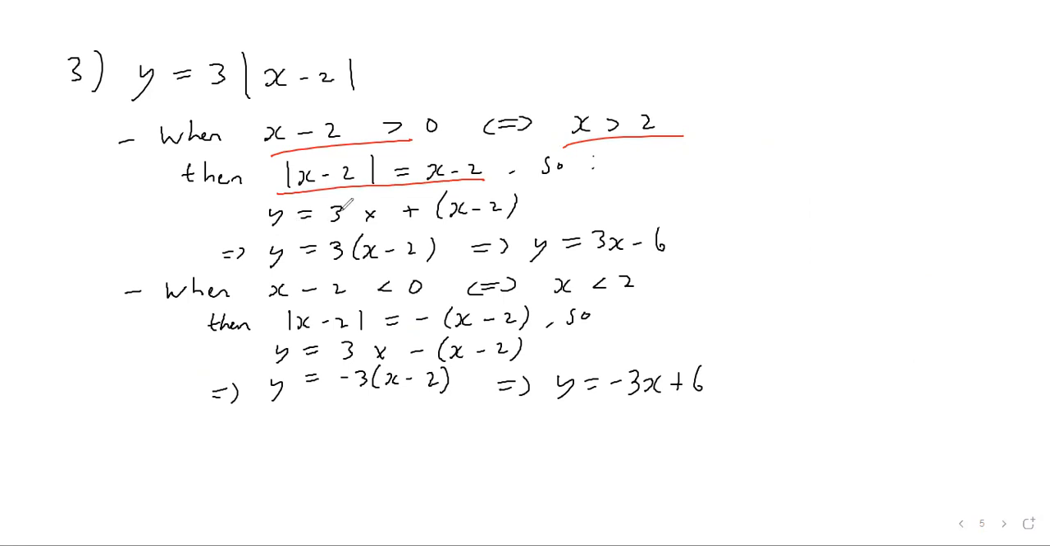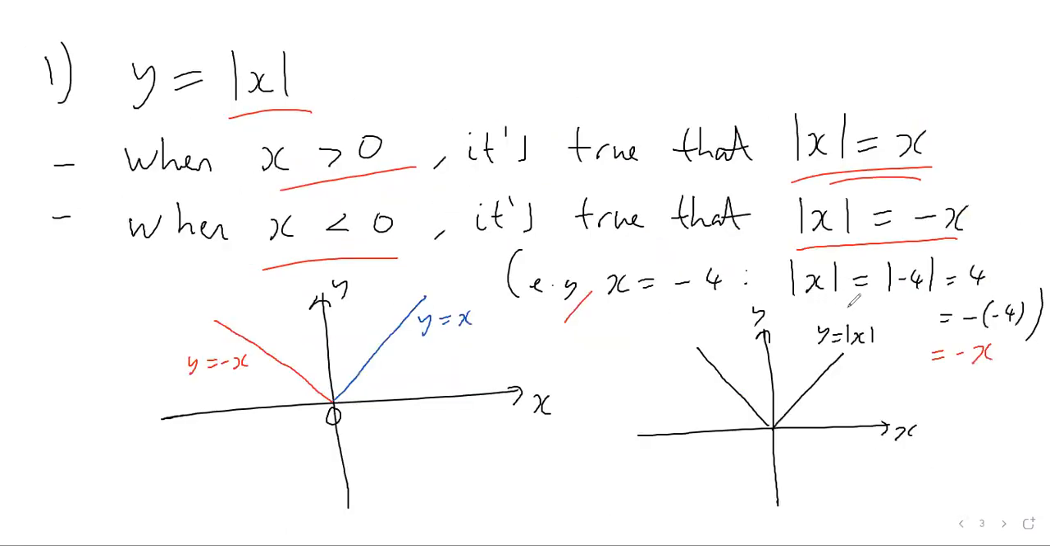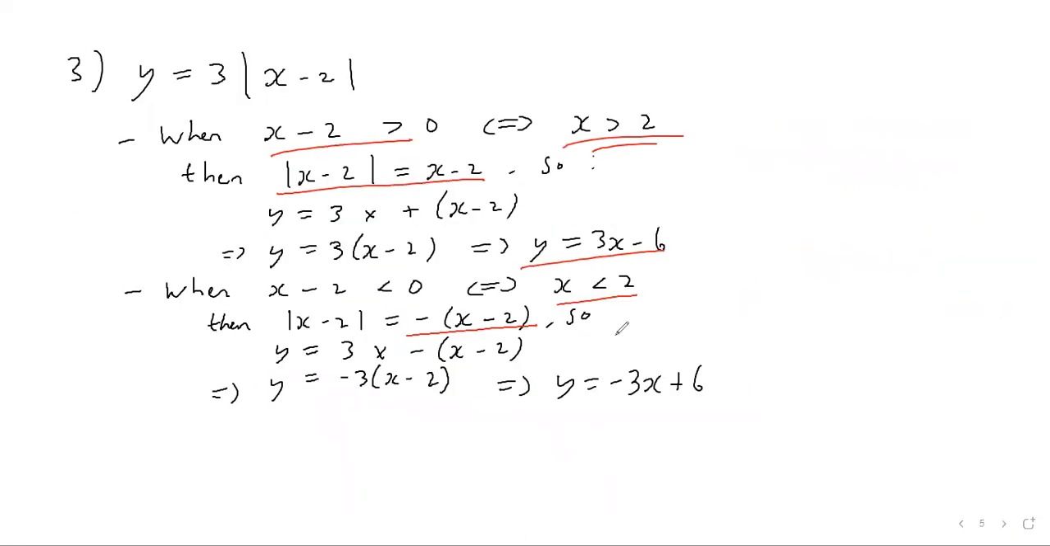So that means that y is equal to 3 times the positive of x minus 2. And so y equals 3 times x minus 2, and so y equals 3x minus 6 when x is greater than 2. And then a similar reasoning with this bullet point here: when x minus 2 is less than 0, in other words, when x is less than 2, it must be true that the modulus of x minus 2 is equal to negative of x minus 2. Again, using this reasoning there and this reasoning down here. And then just by expanding the brackets, we get this result here that y equals minus 3x plus 6.